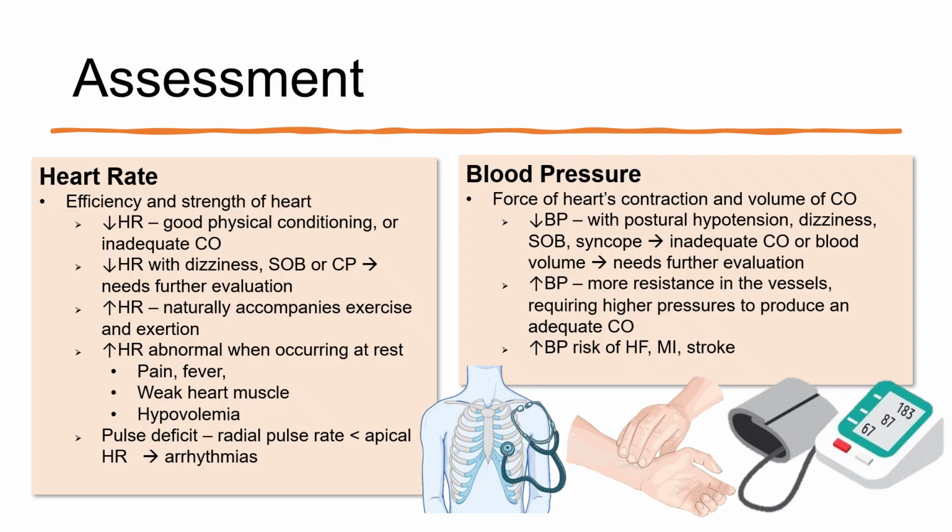And we know that our heart compensates by becoming tachycardic if we are hypovolemic. Pulse deficit. This is when your radial pulse is different from your apical pulse, and when we assess that, then we would consider an arrhythmia.